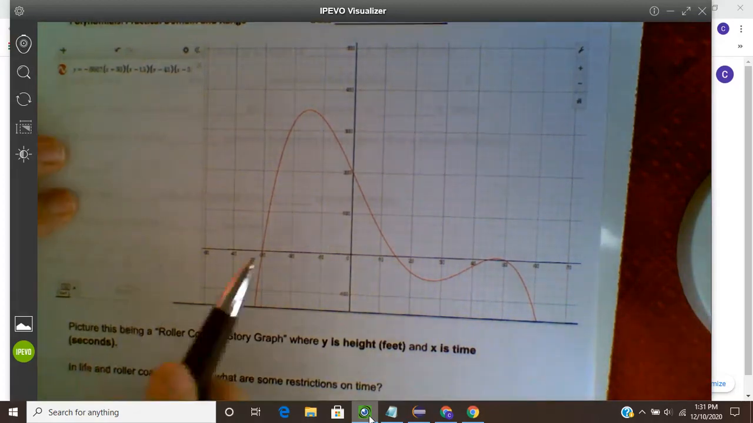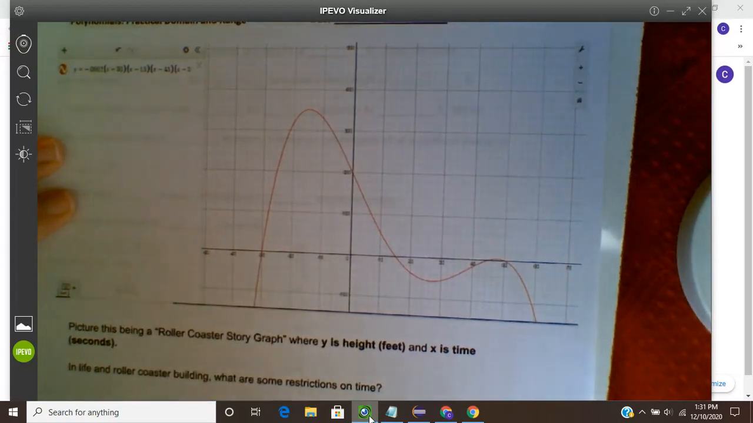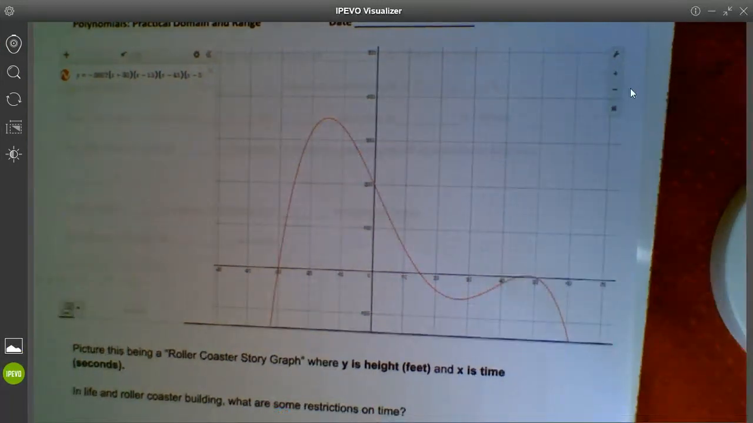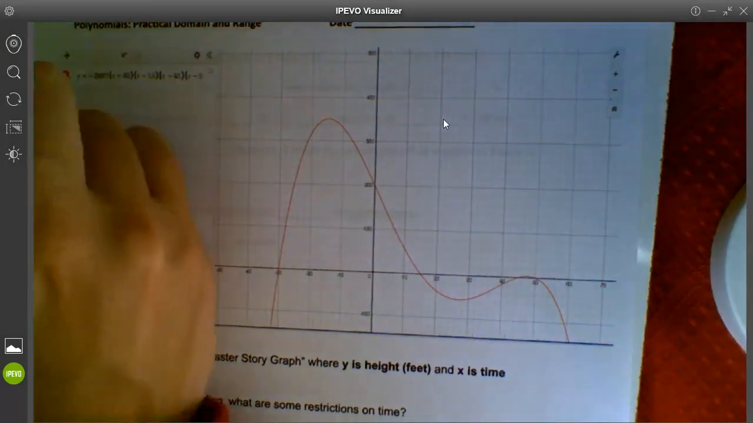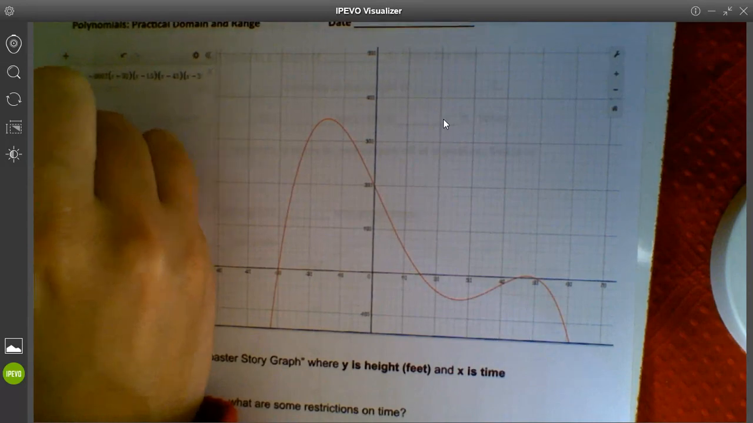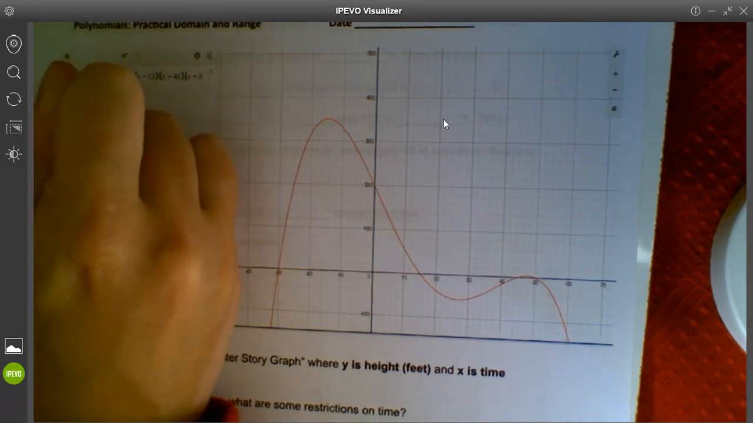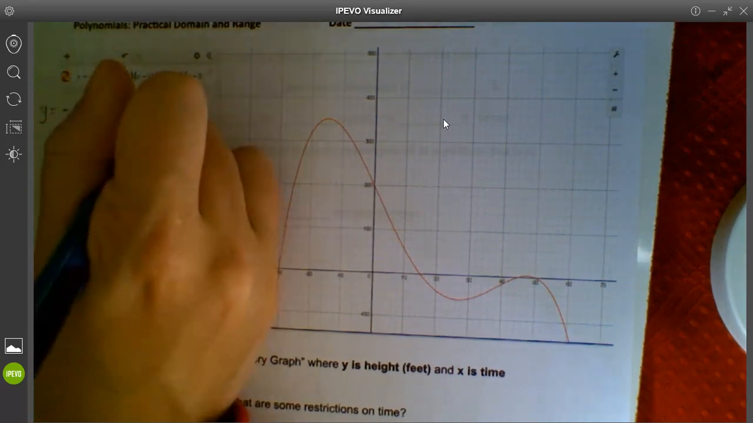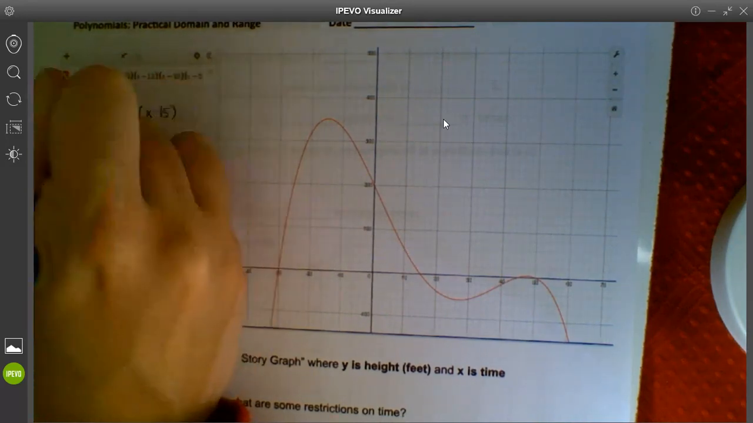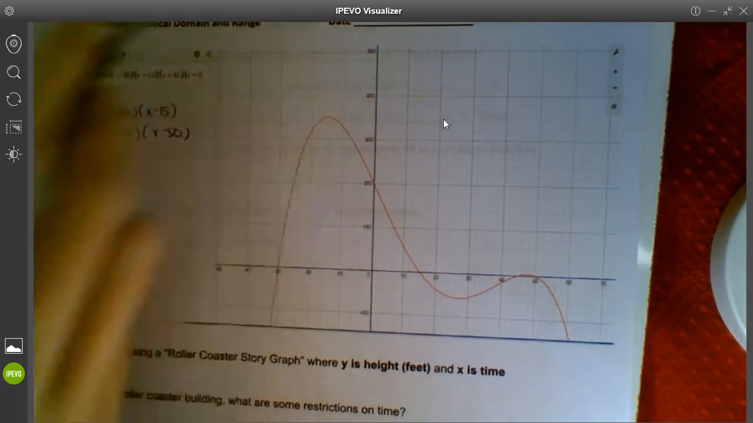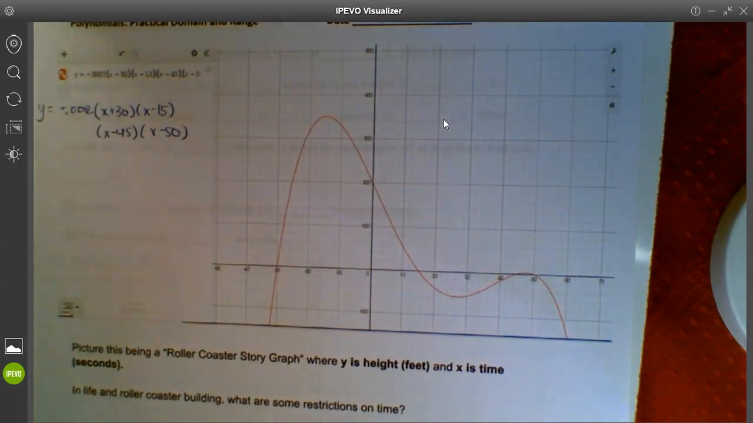Right here I have a polynomial, and you have this at home too. I know it's a little blurry. I tried zooming in as much as I can, and my printer wasn't compatible with the picture. So note that this equation was made by y equals negative 0.0002 times (x plus 30)(x minus 15)(x minus 45)(x minus 50). This is factored form, obviously.